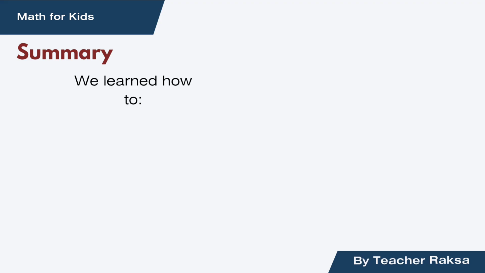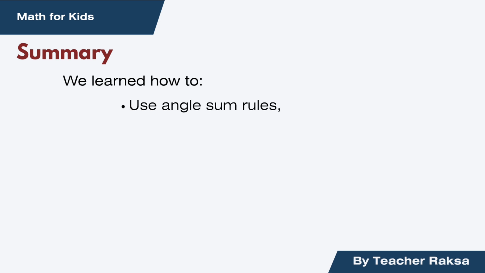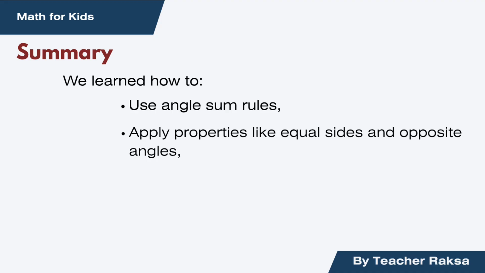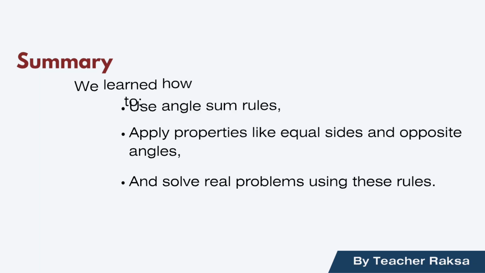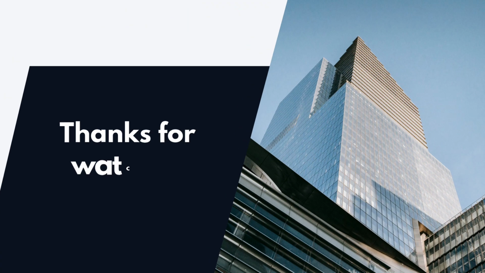And that brings us to the end of our lesson on angle and shape properties. Today we explored the angle rules and special features of different 2D shapes, including triangles, squares, rectangles, parallelograms, rhombuses, and trapeziums. We learned how to use angle sum rules, apply properties like equal sides and opposite angles, and solve real problems using these rules. Understanding these properties helps us solve geometry problems more easily and confidently. Keep practicing, and you'll become a pro at identifying shapes and finding missing angles.